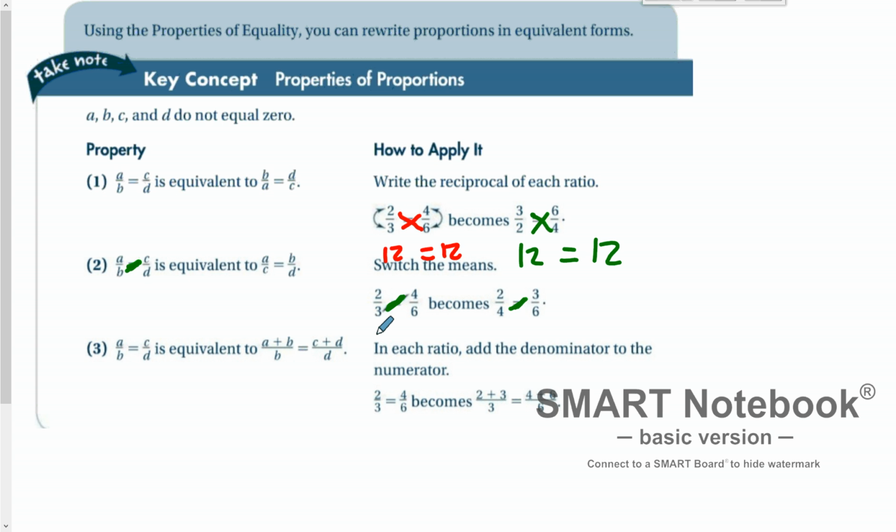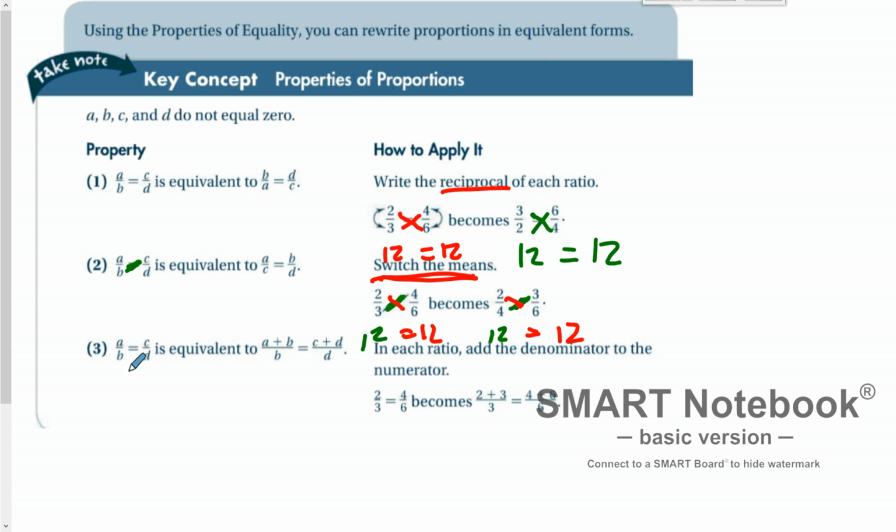If we multiply these two, we get 12. We multiply these two, we get 12. So we're still getting that multiplication of 12. And when I multiply my extremes, I still get 12. So you can see how those are still equivalent. That's just by switching the means. So you have the reciprocal, and you have switch the means.